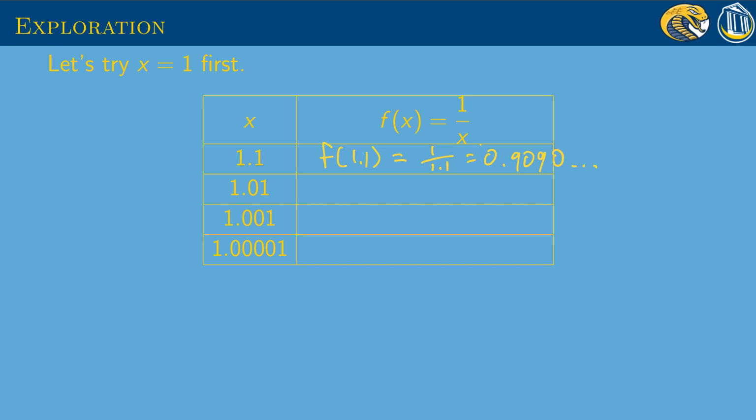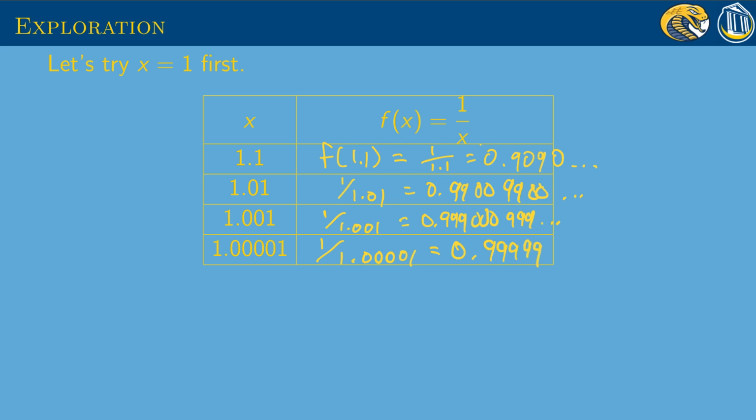If we get a little closer to 1, let's try 1.01. 1 over 1.01 equals 0.9900, 9900, and so on. Let's do a couple more. Plugging in 1.001, that's 0.999000999, etc. And lastly, let's get super close. 1 divided by 1.00001. If we type that in a calculator, we get 0.999990, and there's a pattern there as well.